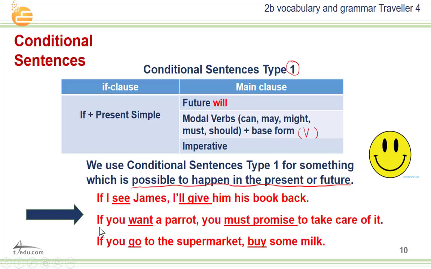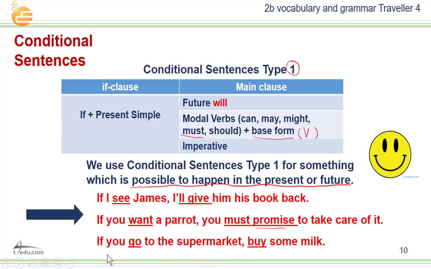The second example, if you want is present simple. If you want a parrot, you must, here, modal verb. We used must. You must promise. Promise is the base form. To take care of it.